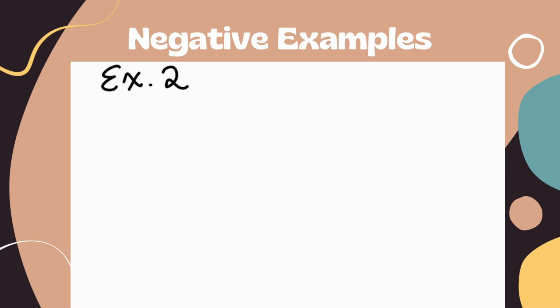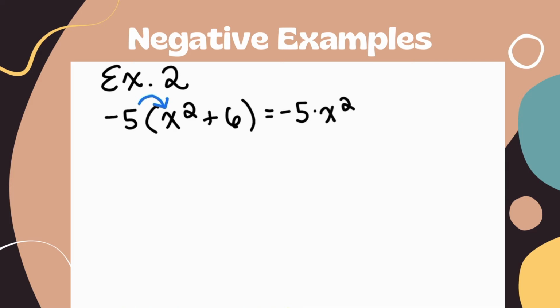In our second example, we have the expression negative 5 times the quantity of x squared plus 6. So we're going to distribute the negative 5 into the x squared and also to the 6. That gives us negative 5 times x squared plus negative 5 times 6. After we multiply, we want to make sure we simplify. So negative 5 times x squared is negative 5x squared.